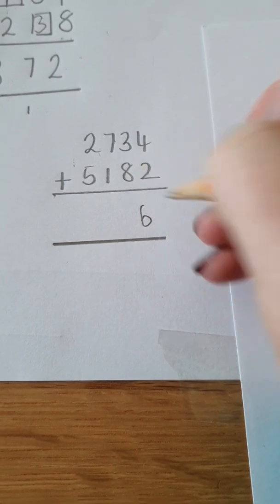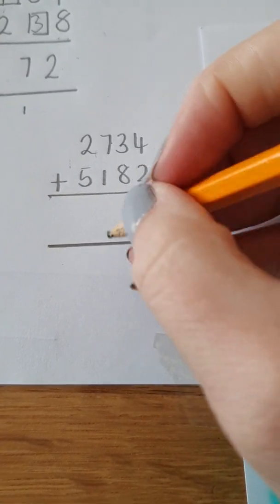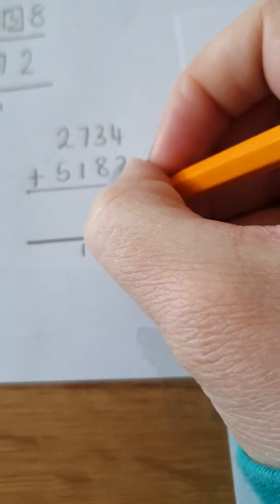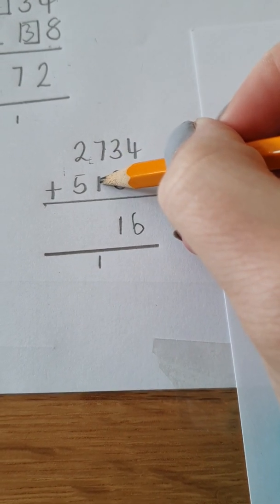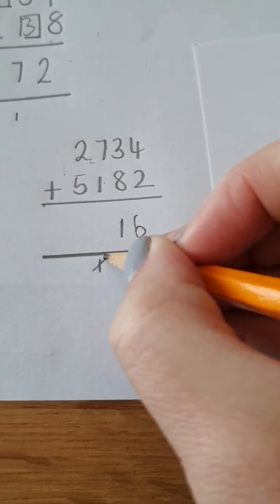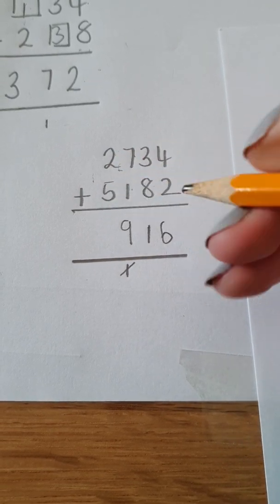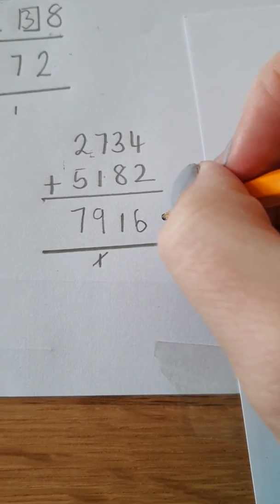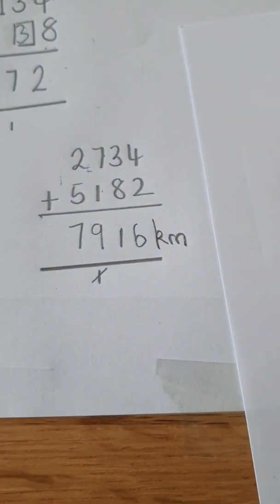3 tens add 8 tens. So 30 add 80 would give us 110. So that is 11 tens. So we've got 100 carried over in our 100 column and 110 in our tens column. 700 add 100 would give us 800. Add the 100 we've carried over, and we have got 900. We've then got 2,000 add 5,000, which would give us 7,000. So that's telling us that David's journey is now 7,916 kilometres. So he's going to be very busy, okay?